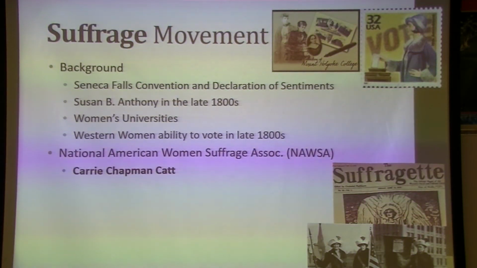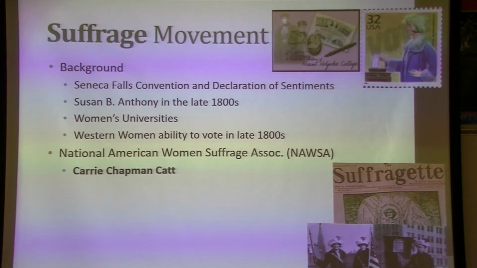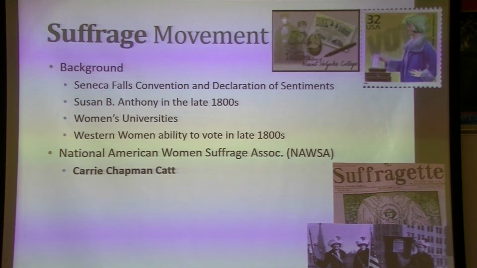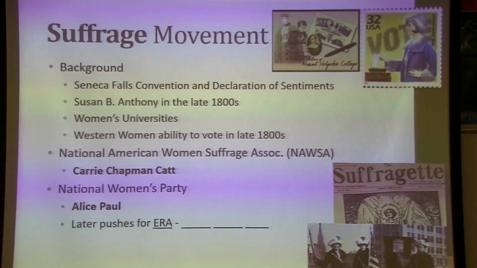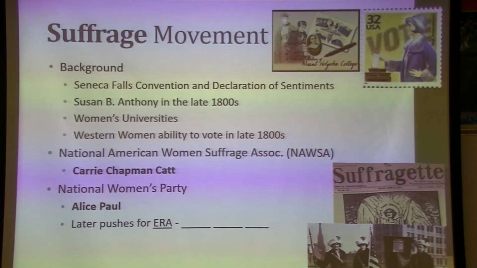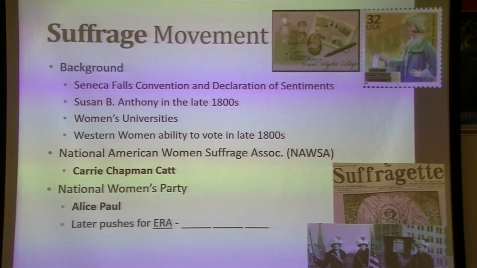Now, Susan B. Anthony will pass away in the early 1900s. Carrie Chapman Catt will be one that picks up the banner from where she is at. She's the leader of the National American Woman Suffrage Association. A rival group is going to be the National Women's Party. They have a lot of the same ideas, but we're going to find that more of the older women are going to be part of NAWSA, while the National Women's Party will be more younger women.